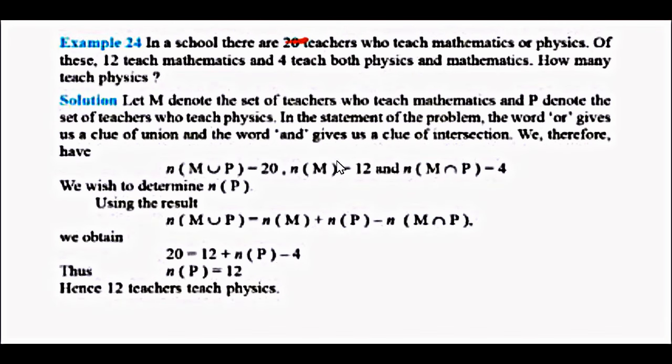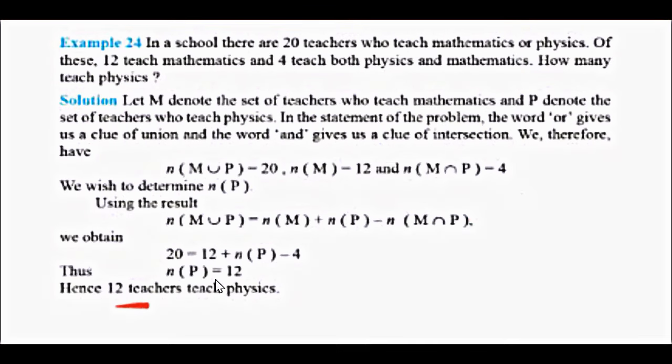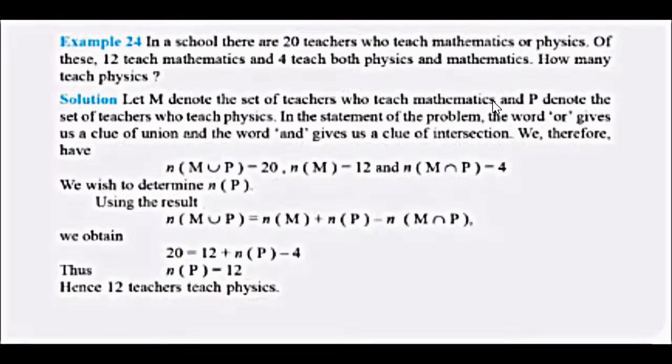It is given that n(M), mathematics, is 12. It is also given that 4 teach physics and mathematics. 'Both' means intersection. So n(M intersection P) is 4. We'll use this formula. We know by now that we can directly place the values, and n(P) will be 12. So 12 teachers teach physics.